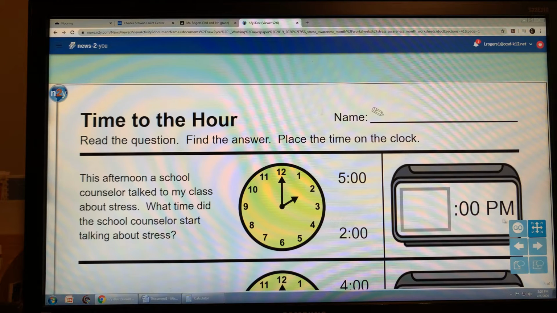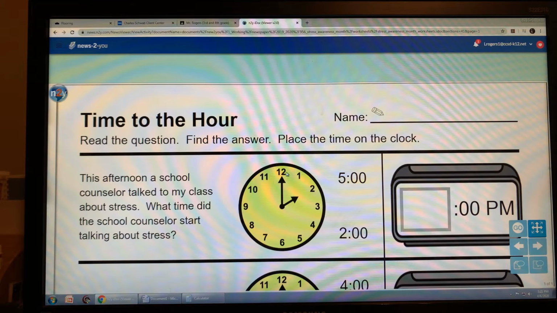This is the clock over here. So we'll start with our first word problem. This afternoon, a school counselor talked to my class about stress. What time did the school counselor start talking about stress? Next to it, we see a clock.